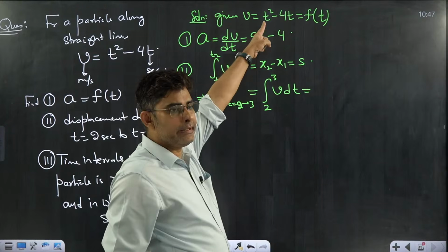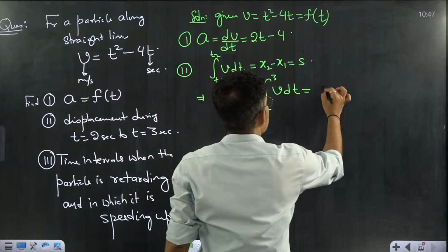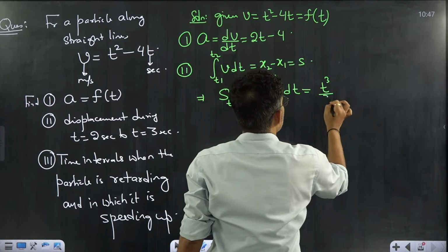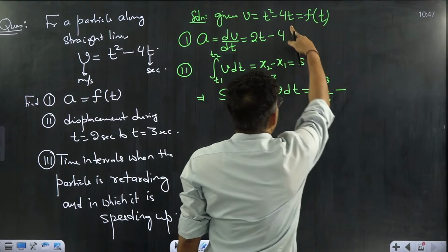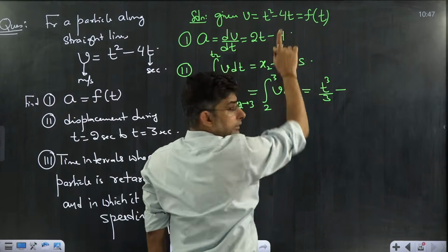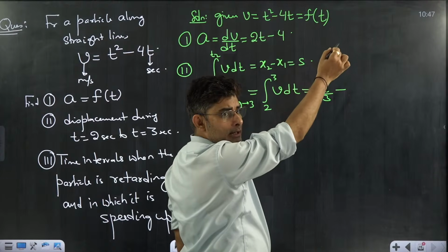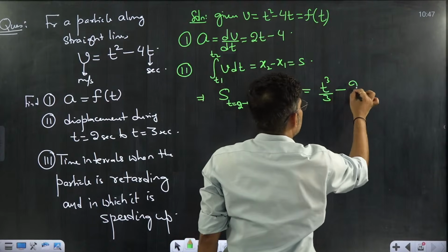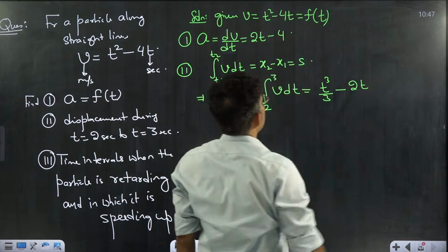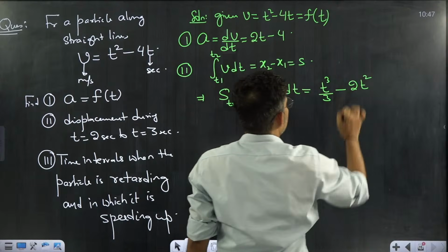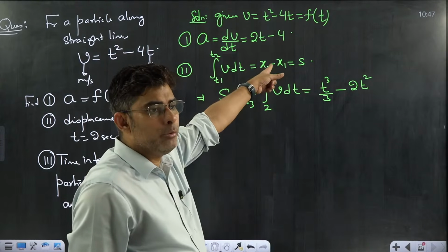Now directly integrate. t square you know becomes t cube by 3. 4t, t will become t square by 2, listen again, t will become t square by 2 and there is a 4. So here we have 4t square by 2, which means 2t square.